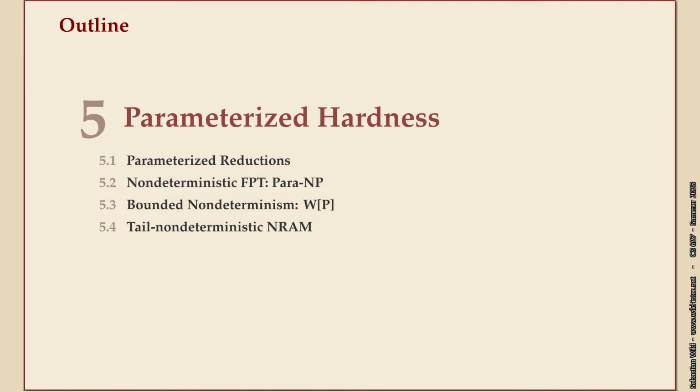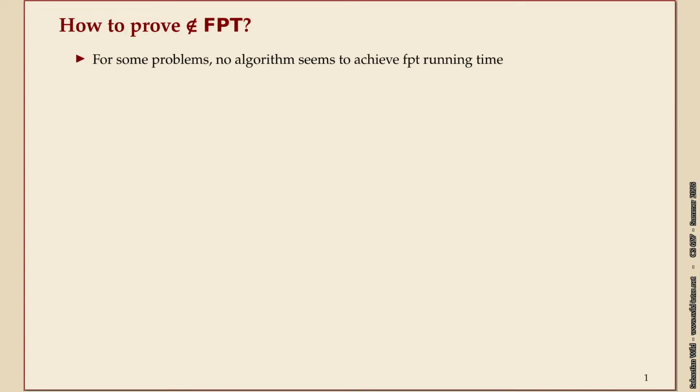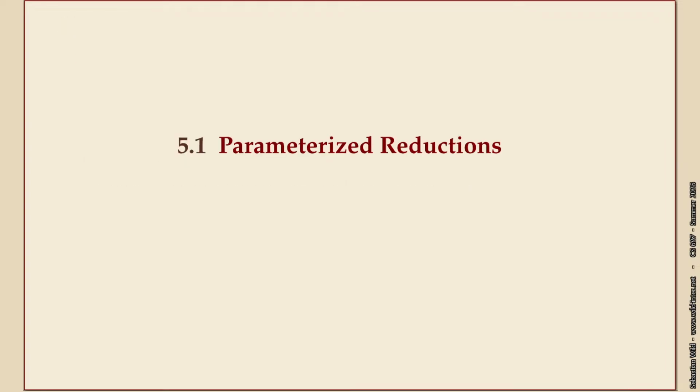Brief recap. We looked at the hardness part of parameterized complexity. How can we prove that a problem probably does not have some fixed parameter tractable algorithm? And we looked at some first attempts.